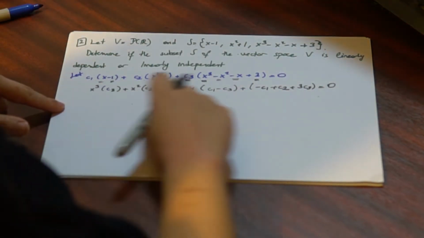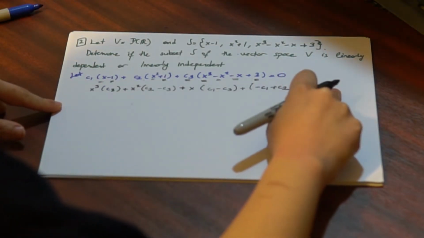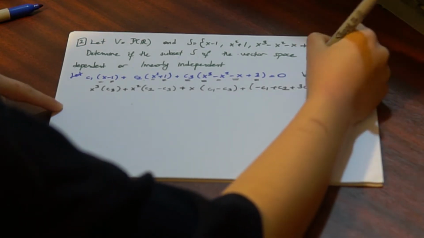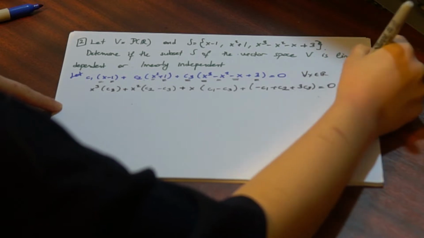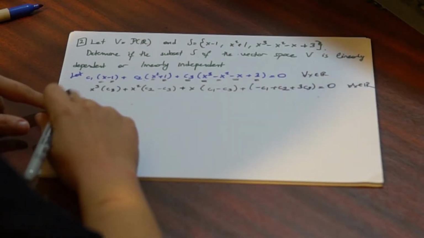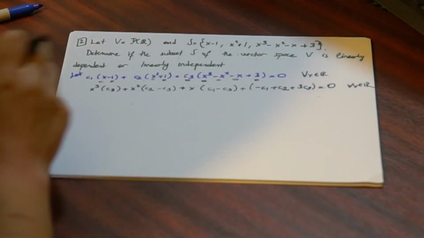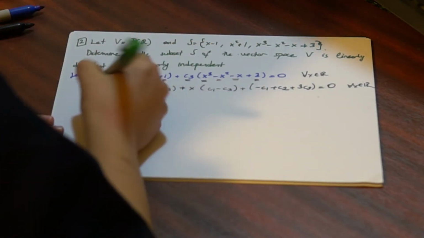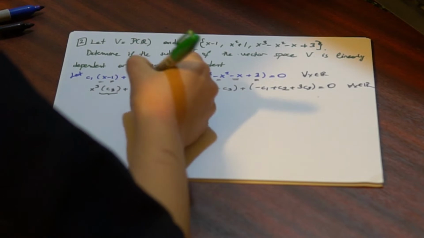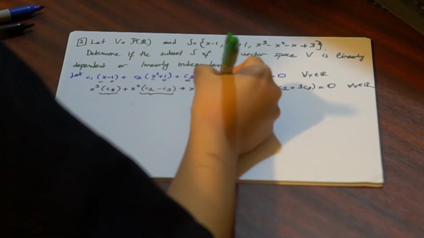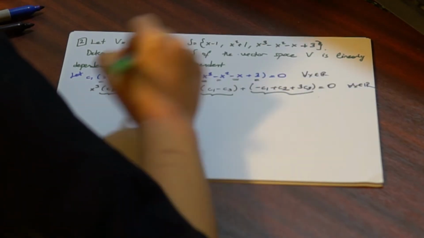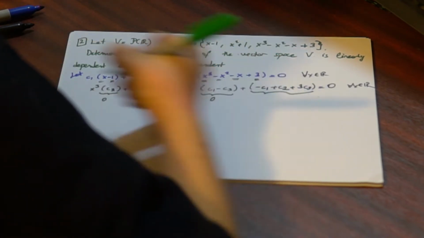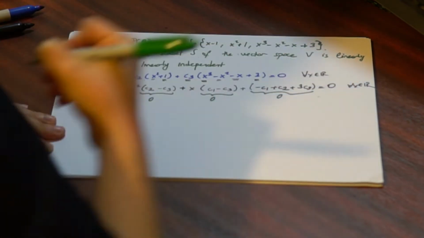Now, this should be 0 for every x. This is equal to 0 for every x in R. Since this is true for every x, every coefficient, these are our coefficients, right? Every coefficient must be 0. This should be 0, this should be 0, this should be 0, and this should be 0.